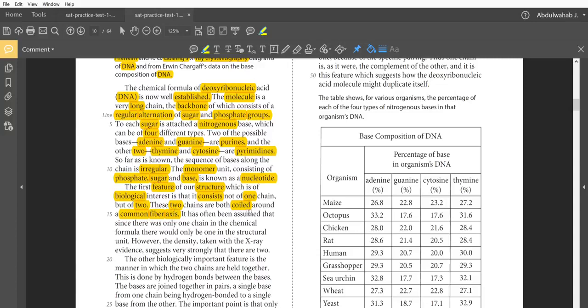It has often been assumed that since there was only 1 chain in the chemical formula, there would only be 1 in the structural unit, of course. So in the past, they thought that there was 1 chain in the chemical formula, and so there would be only 1 in the structural unit. However, the density taken with the X-ray evidence, the X-ray crystallography that was mentioned in the introduction, suggests very strongly that there are 2 chains, just as they mentioned right over here.